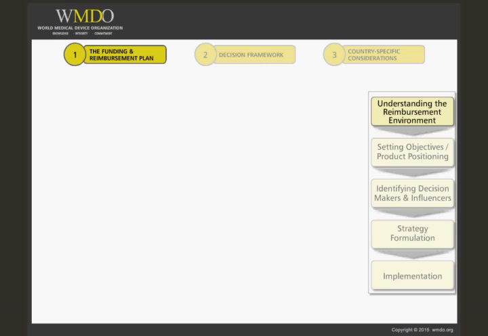To assist you in understanding the reimbursement environment that applies to your technology, here is a list of questions that need answering. Is the device used in the hospital or an outpatient setting? Reimbursement systems are typically different in each of these sectors. For example, in Germany, medical devices used in the outpatient sector have to be evaluated before being placed on a positive list. This is not the case for medical devices used in the hospital sector.